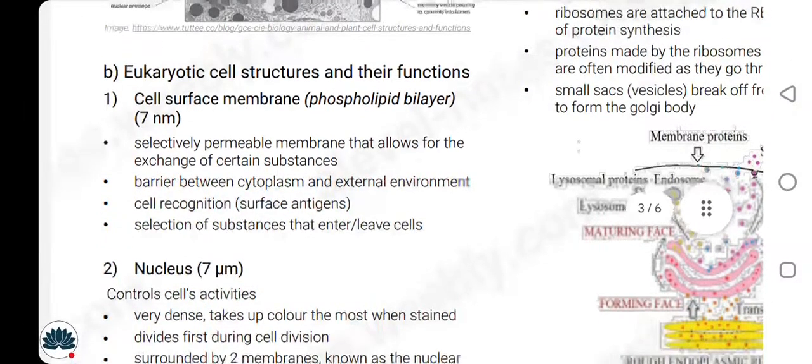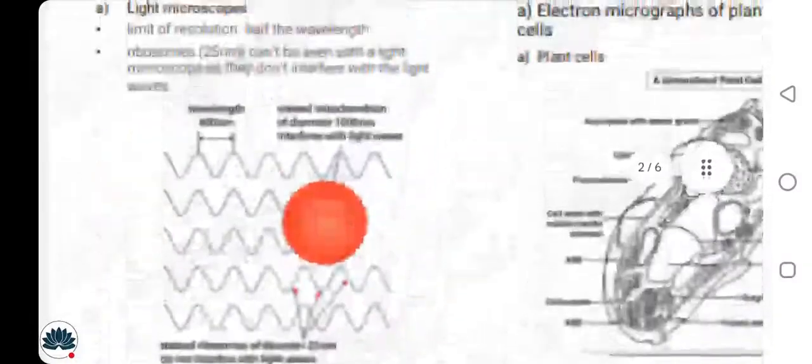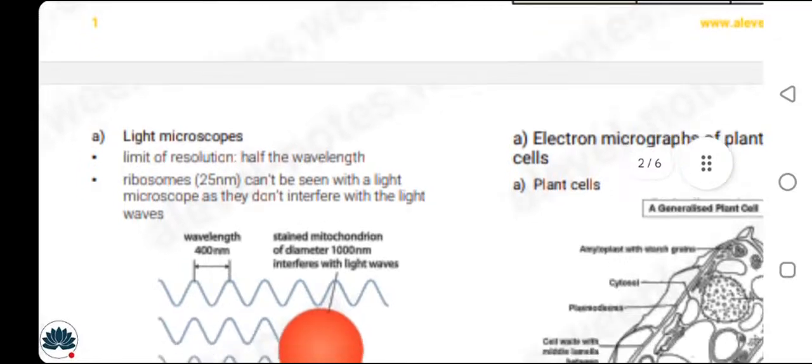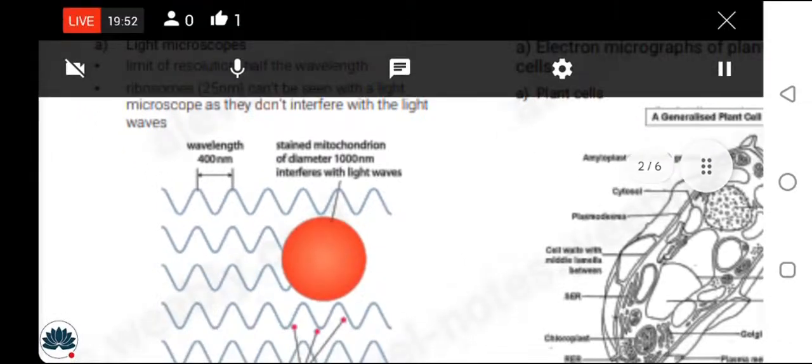So number one. Okay, now what are the prokaryotes and the eukaryotes? Wait a minute. Where is the A written there? All right, just wait a minute.